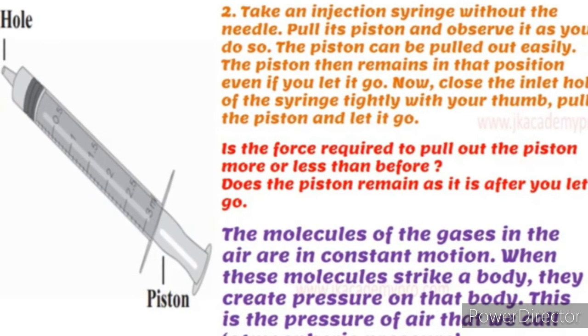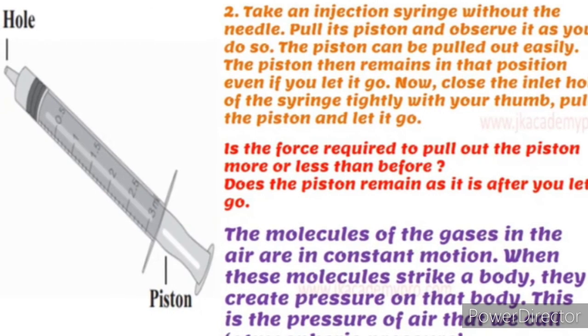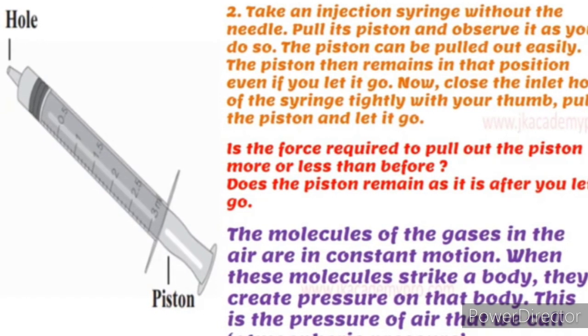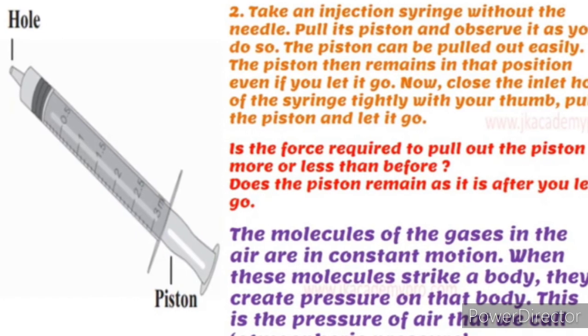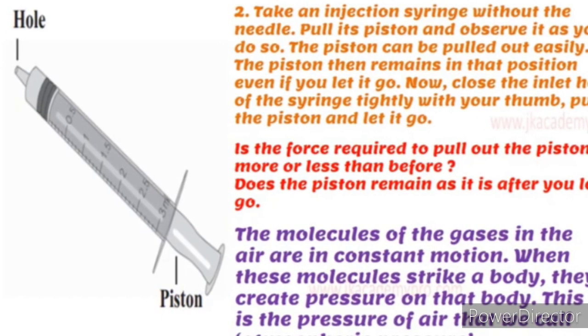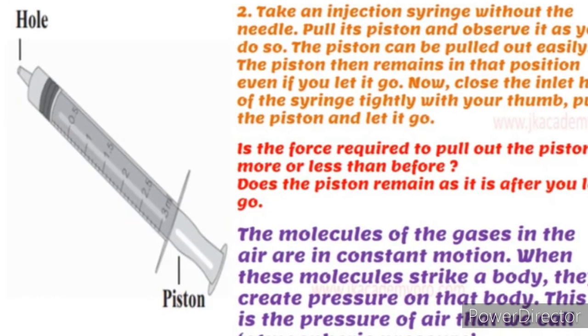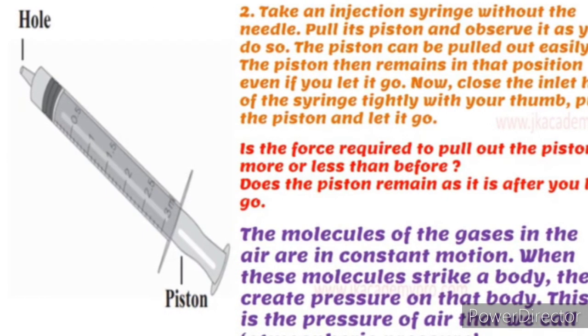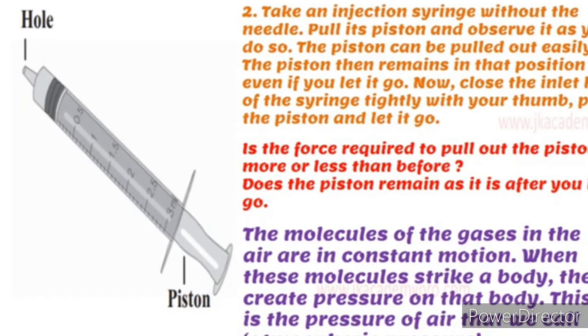You can do this activity at home with a syringe. Take a syringe, keep your thumb over the needle end, and pull the piston back. At that time you can understand the force of air. Now here is the atmospheric pressure.